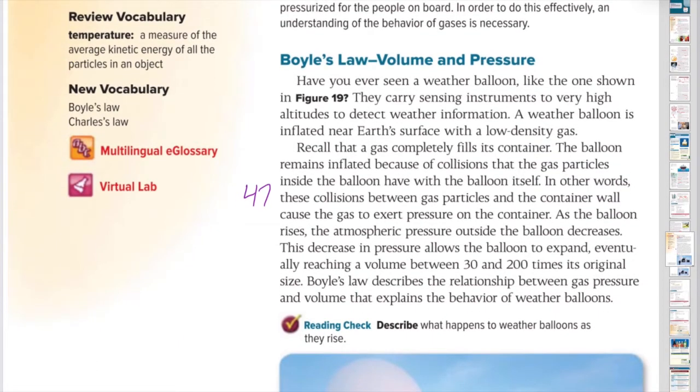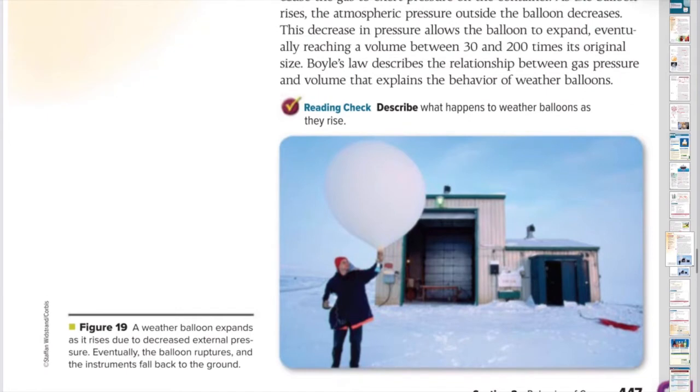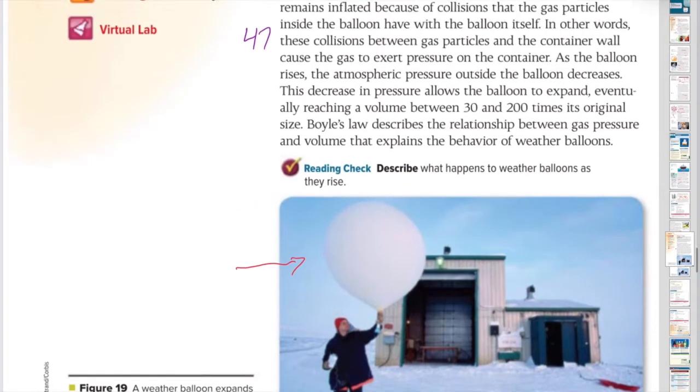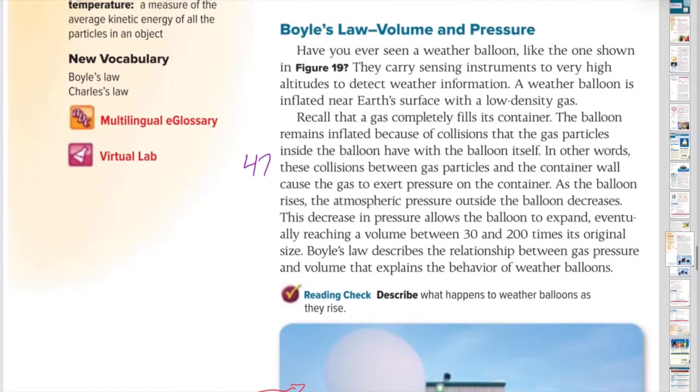So Boyle's law, volume and pressure. Have you ever seen a weather balloon like the one shown in figure 19? So this is a weather balloon. It's just a large balloon filled with helium that they attach equipment to. So weather balloons carry sensing instruments to very high altitudes to detect weather information. A weather balloon is inflated near Earth's surface with a low-density gas, usually helium.